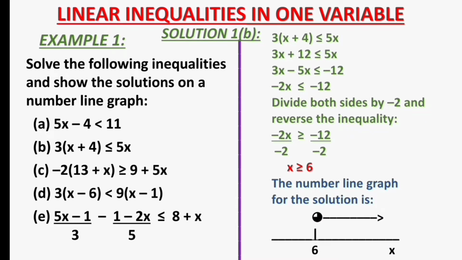The number line graph for x is greater than or equal to 6 involves a shaded ring on the point 6 and an arrow pointing to the right on the line x. I hope your number line graph is correct.